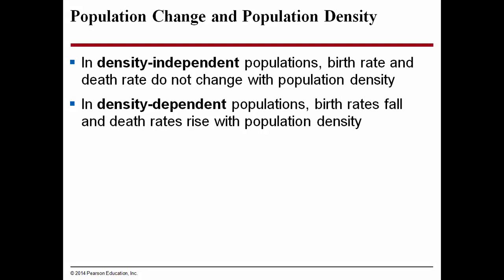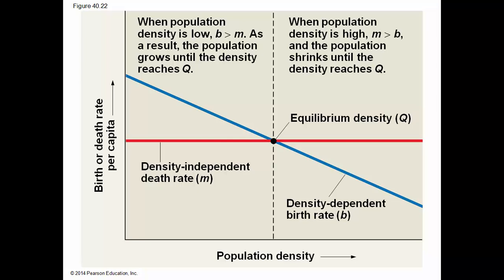So populations are able to regulate their own population density given the limiting factors surrounding them, and also in some cases populations are able to limit themselves, like certain mammals that will reproduce less frequently if there is a high population density. When population density is low, births are greater than mortality, and as a result the population density grows until it reaches Q.